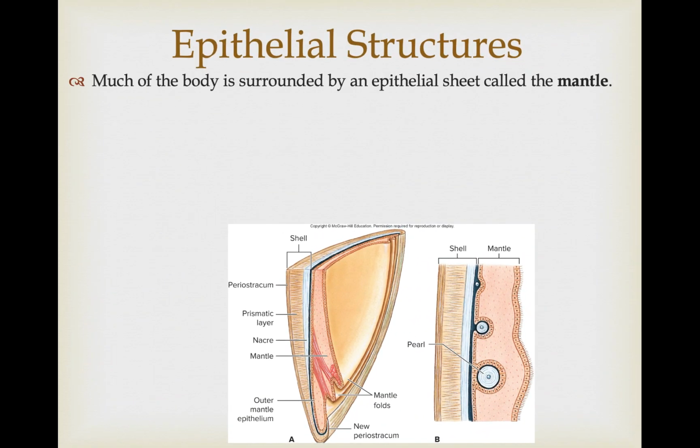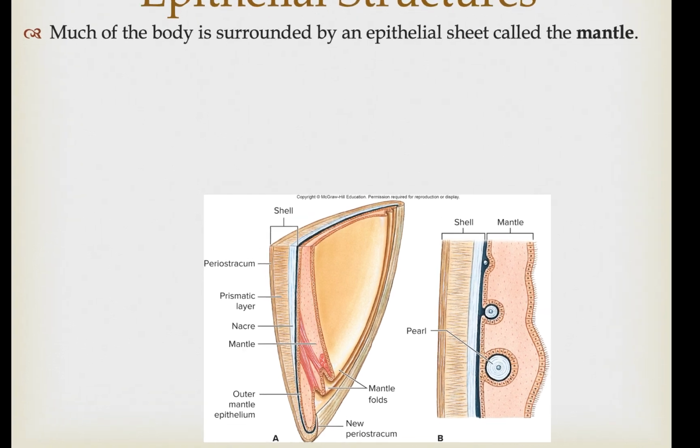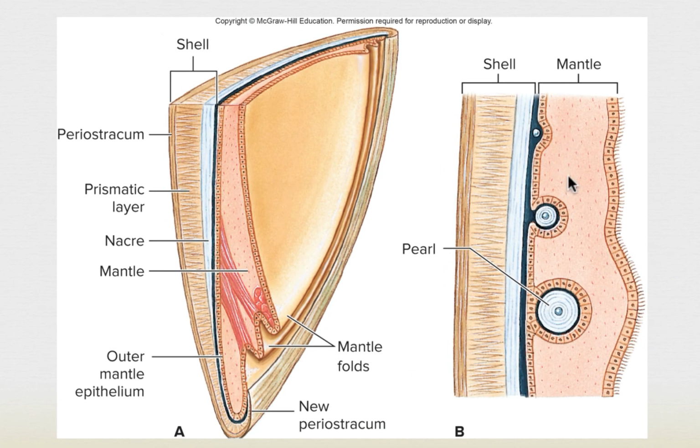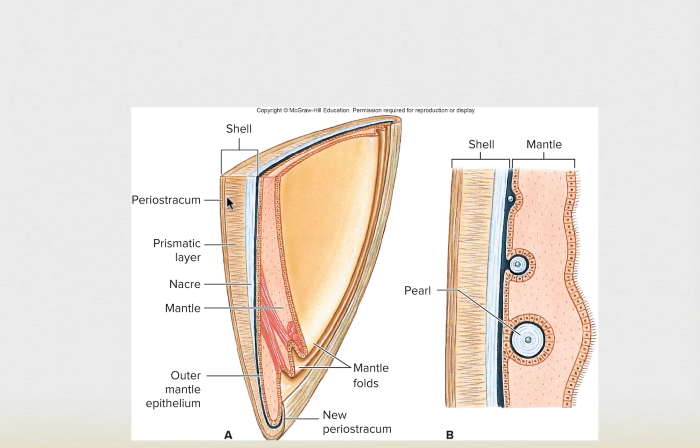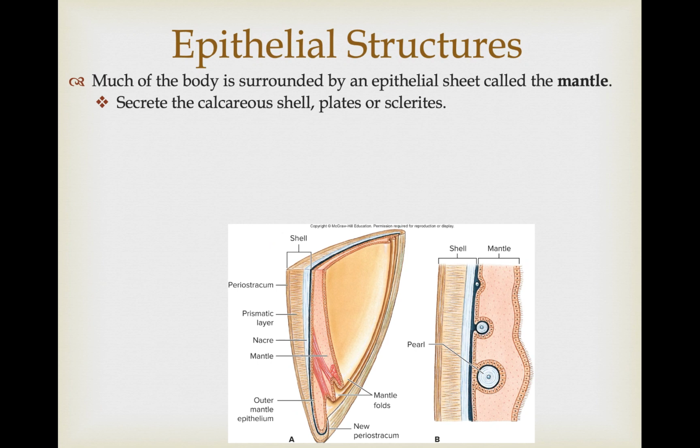As I mentioned, much of the body is surrounded by this epithelial sheet of tissue called the mantle. And so here we can see the mantle up close. Here we can also see it with its several folds. And on the outside of that, we can see that it is where we see the shell in this bivalve. So the mantle actually secretes this shell. In some cases, it secretes these plates or sclerites, but in most mollusks, it secretes a shell.